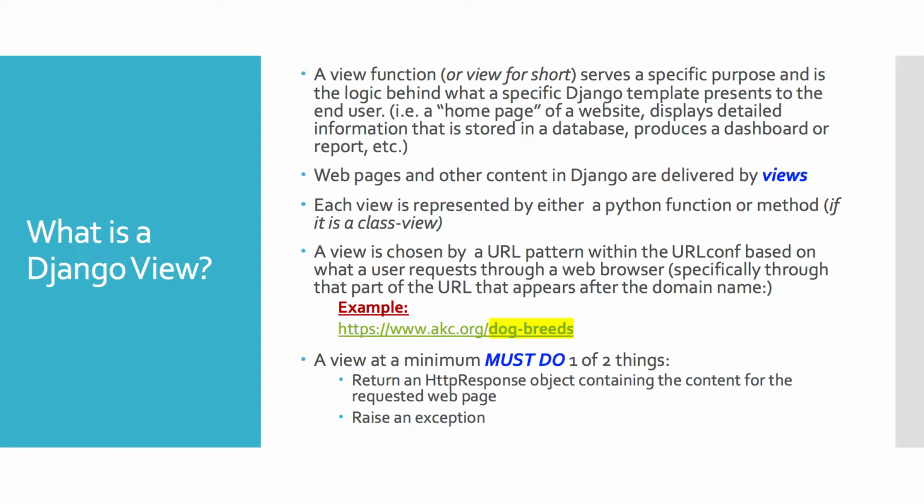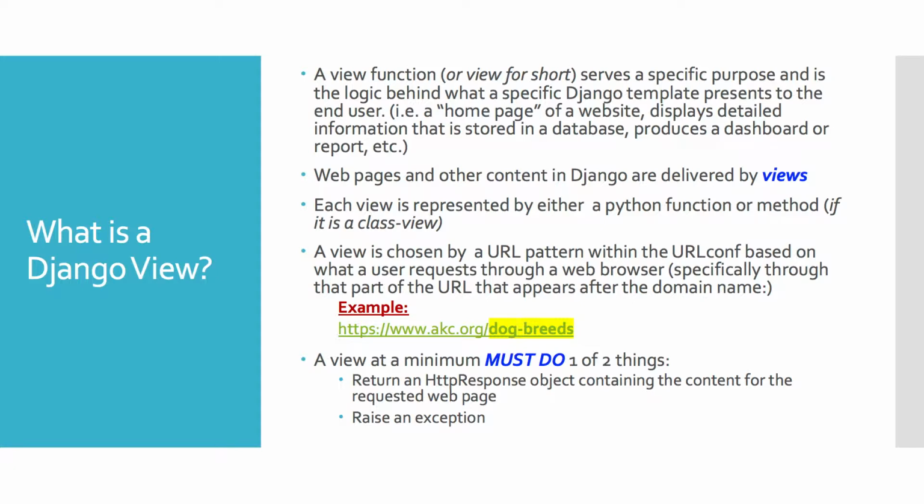So what is a Django view? This is something that was so foreign to me when I first started to code in Python and then move on to Django. A view, or a view function, as it's really known, its proper name, serves a specific purpose and is really the logic behind what a specific Django template presents to the end user, right? So if it's a home page of a website, you want to display the details of data in your database, or a list of what's in your database, or a query set of what's in your database. All that logic happens through what is known in Django as the view, okay?